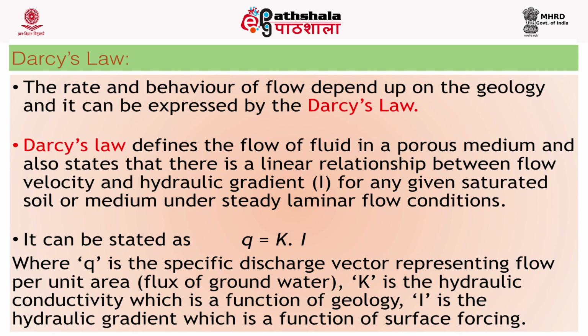Darcy's law can be stated as Q equals K times I. Here Q is the specific discharge vector representing flow per unit area, which we also call the flux of groundwater. K is the hydraulic conductivity, which is a function of geology. I is the hydraulic gradient, which is a function of surface forces.